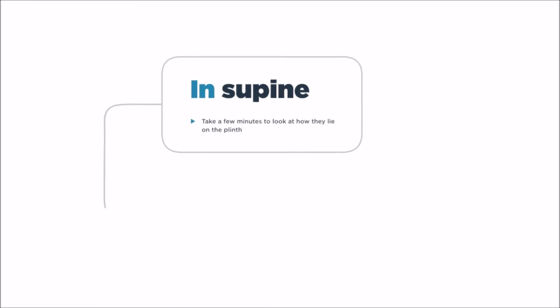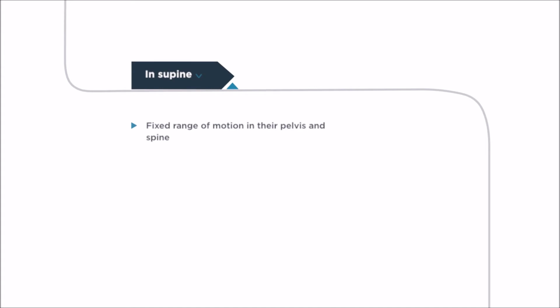When the person has transferred from a sitting to a lying position, firstly, take a few minutes to look at how they lie on the plinth. This may already give you some indication as to whether they have fixed range of motion in their pelvis and spine, or if their posture is flexible.